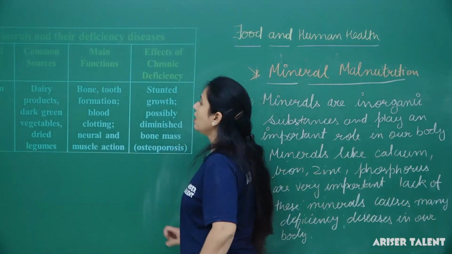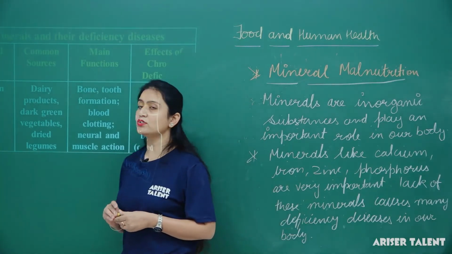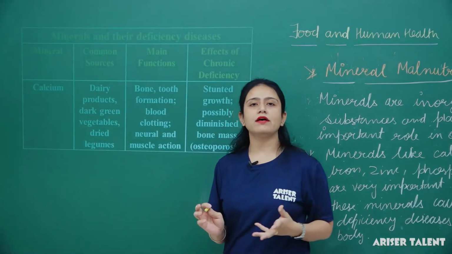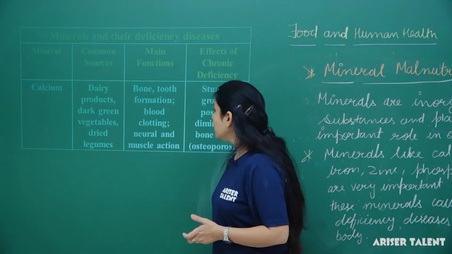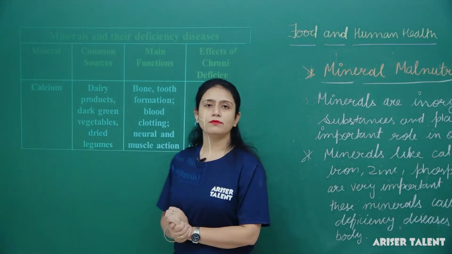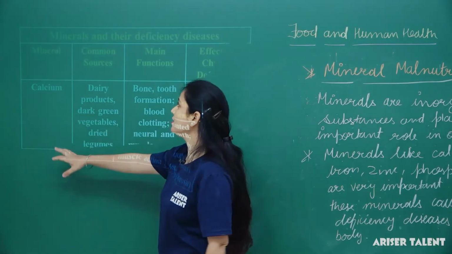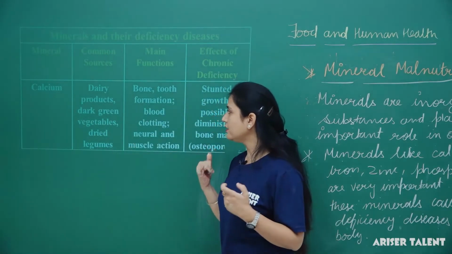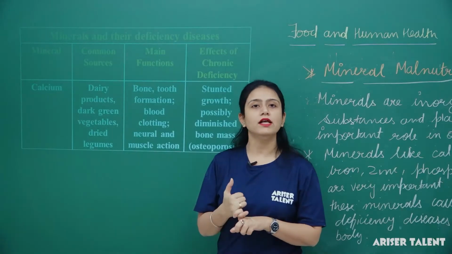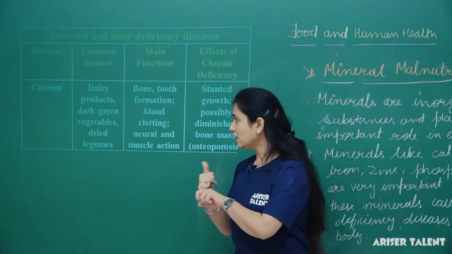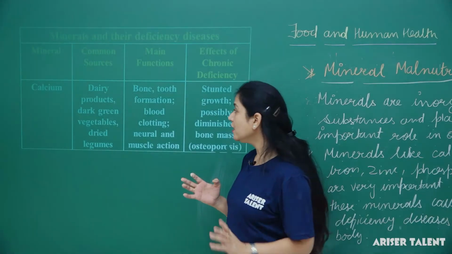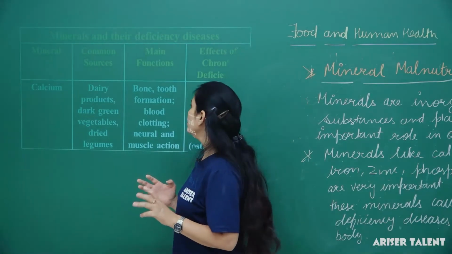So what are the minerals, what are the sources of these minerals, and what are the diseases caused by the deficiency of these minerals? Let me explain. First of all, calcium. The source of calcium is dairy products, dark green vegetables and dried legumes. If you eat them in sufficient amount, you will get the sufficient calcium which is required by your body.